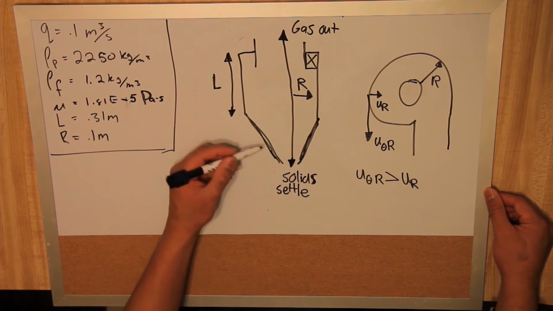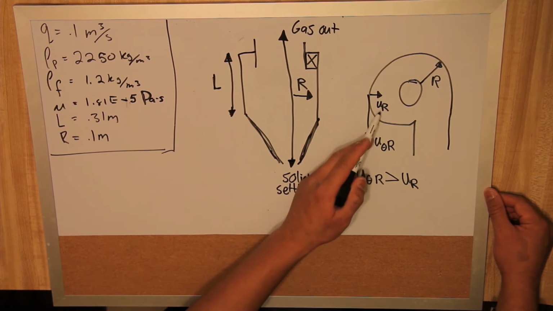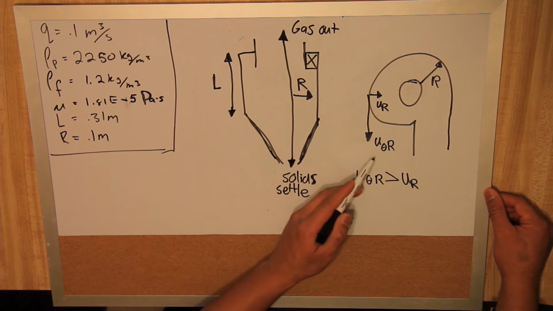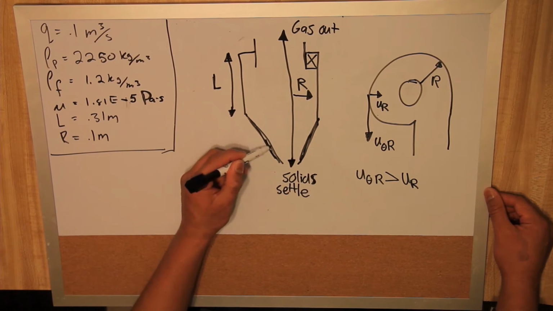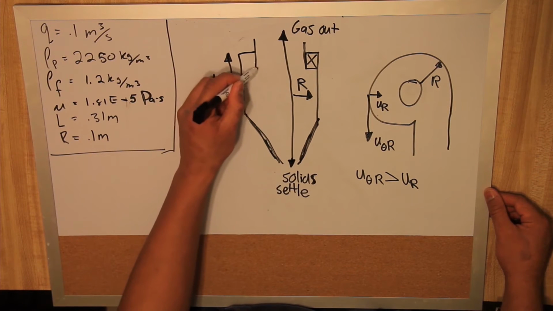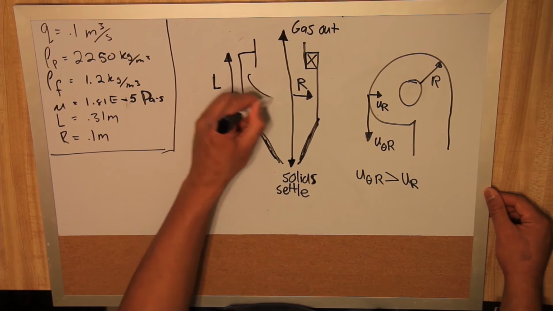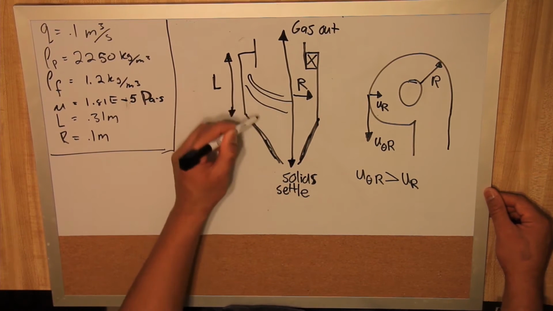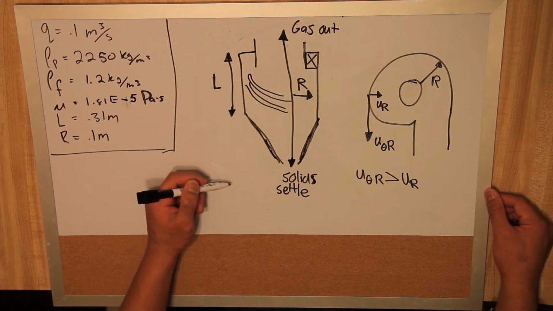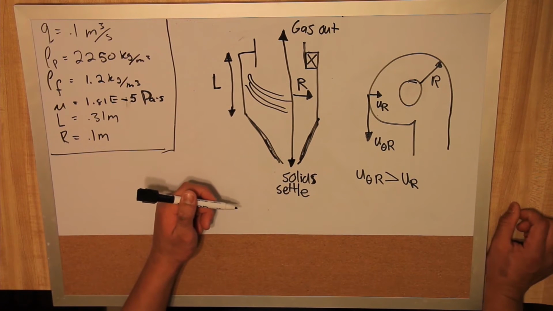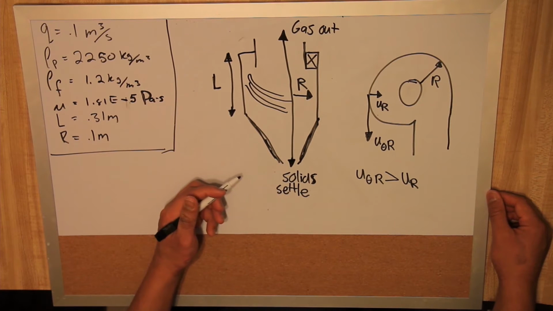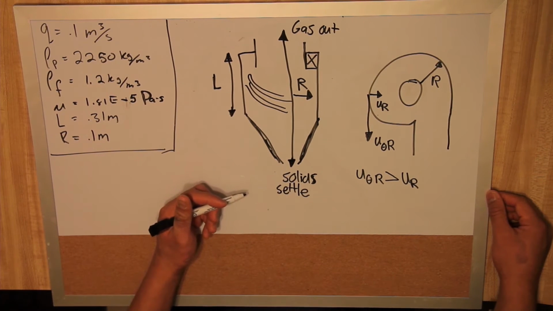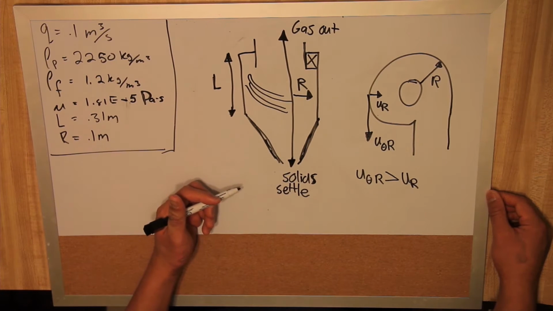If U sub R is greater than U theta R, then the particles will not be able to settle and instead will be stuck at the upper level of the cyclone. Bearing this in mind, useful equations provided by Chapter 9 of the textbook have provided us with a way to calculate the pressure drop of the cyclone, which will be described later.